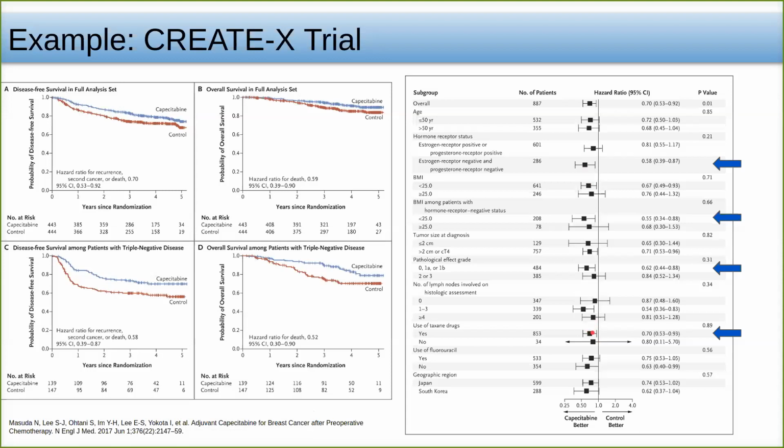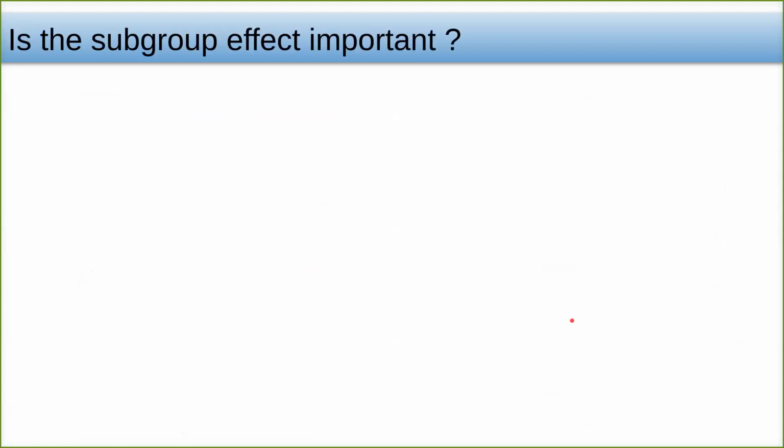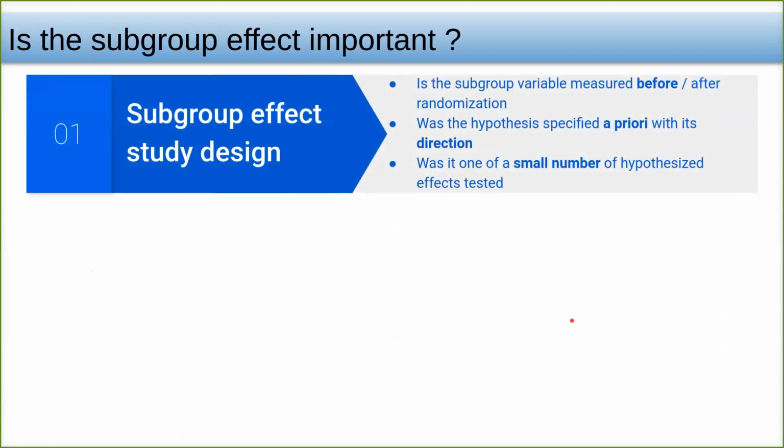So this is the reason why, to use a subgroup effect in your clinical patient population, you need to have very stringent criteria. And the recommendation is to look at this in three broad steps. First, take a look at the study design, whether this subgroup was measured before or after randomization. Next, take a look whether the subgroup effect was pre-specified or was it data-driven, which means the subgroup effect was analyzed after the study data was analyzed.